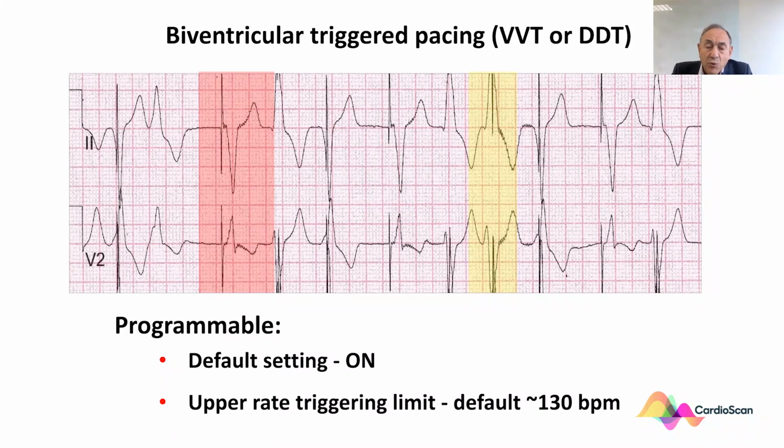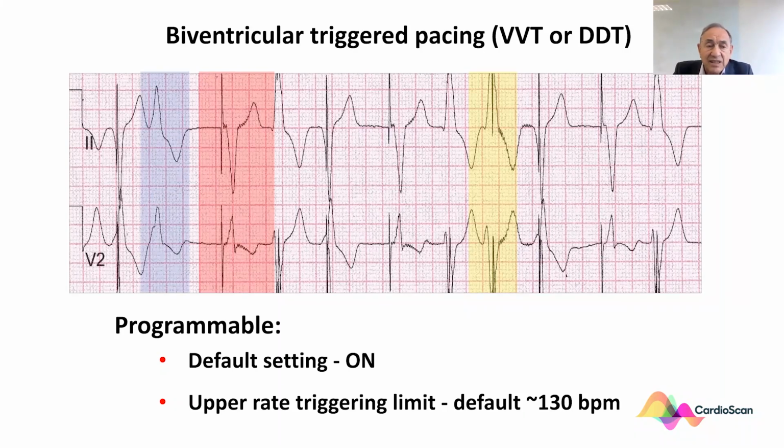There is also an upper rate triggering limit, with the default being about 130 beats per minute. What do I mean by that? Well, if one has a run of atrial fibrillation that's 130, 140 beats per minute, it would be unsatisfactory if there were stimulus artifacts in every one of those QRS complexes, as it would waste energy significantly. So we do have an upper limit of about 130.